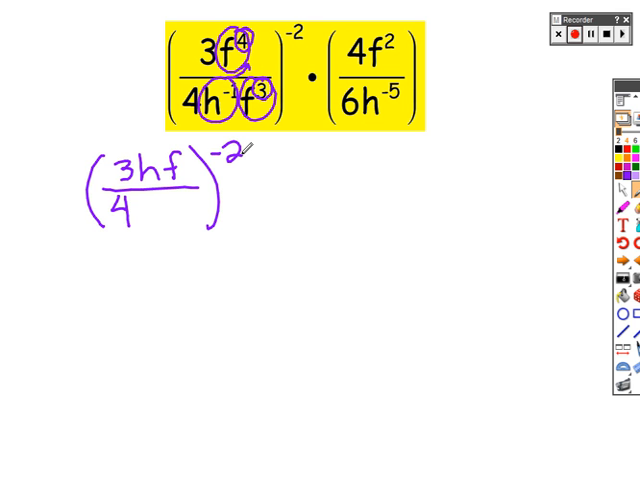And then I haven't done anything really with that exponent on the outside yet. Here on the second one, I could bring this to the top and make that h to the 5th positive. You know what, I'm also going to reduce the 4 over 6. 4 over 6 is the same as 2/3.